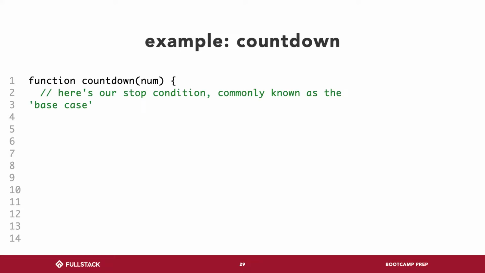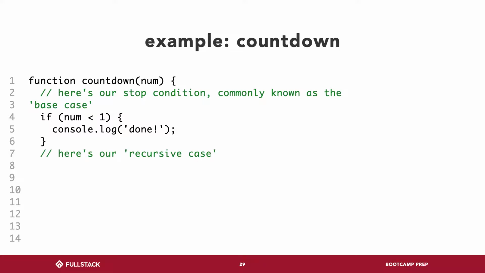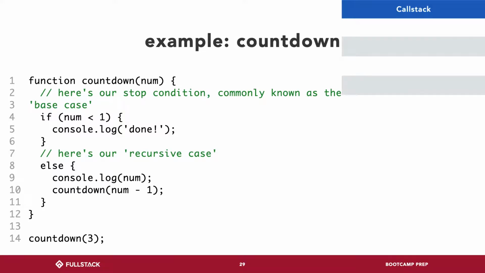Here's our stop condition. This is known as a base case. It's some lingo. Throwing some lingo at you, okay? It's called a base case. If num is less than 1, console.log done. Else, console.log num, and then call countdown num minus 1.